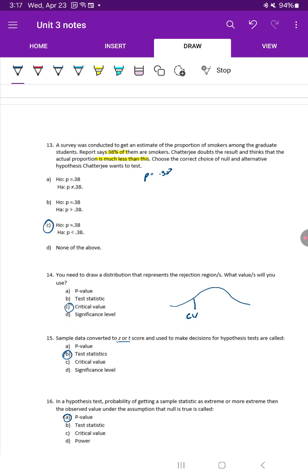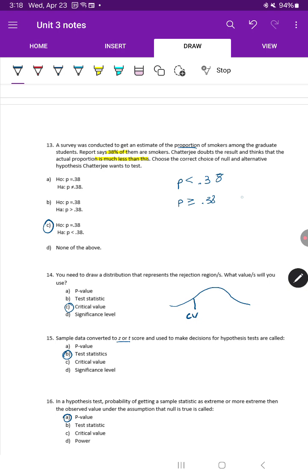Okay, so an example of one. A survey was conducted to get an estimate of the proportion, so that tells me I'm going to be using a p in this hypothesis testing, among graduate students. The report says 38% of them are smokers. Chatterley doubts this result and thinks that the actual proportion is much less than this. So he wants to test if that p is less than 0.38.